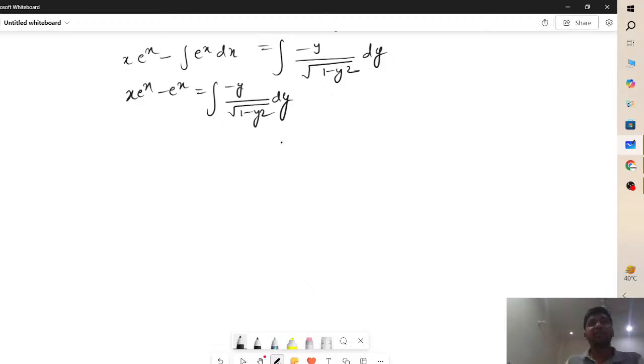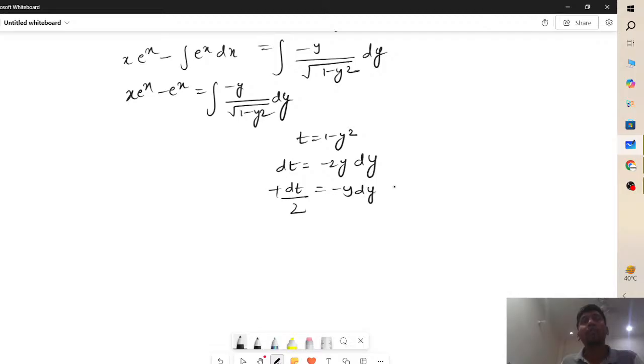We assume t equals 1 minus y square. Now we are differentiating both sides with respect to y. We get dt equals minus 2y dy. Just we differentiated both sides. So can we write minus dt by 2 equals y dy. And we name this equation 1.